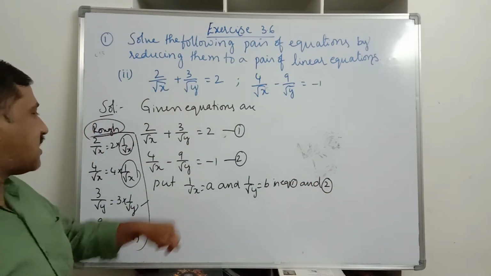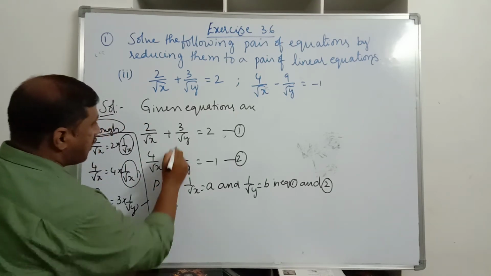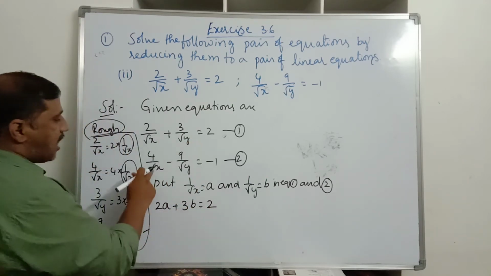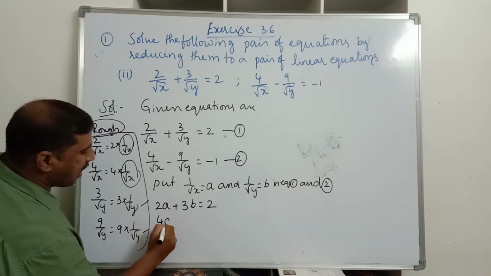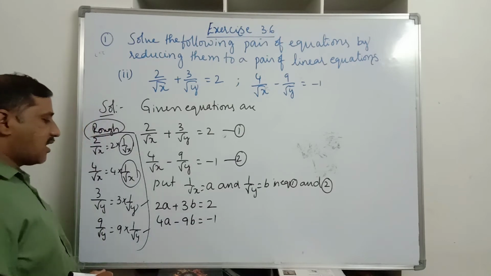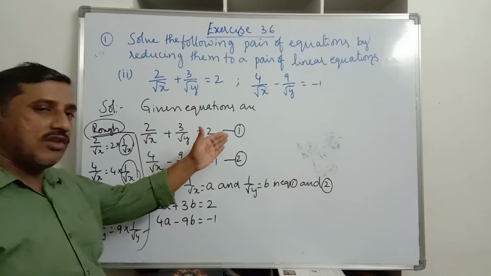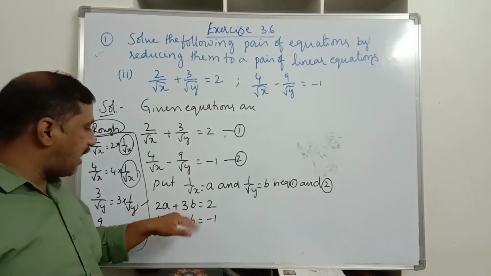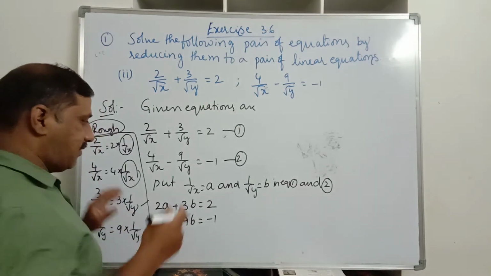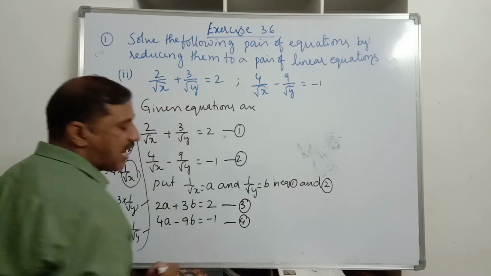Put 1 by root x is equals to a. Now 2 root x will become 2a, plus 3 root y is equals to 3b, that is equals to 2, and this one will become 4a minus 9b, that is equals to minus 1. Now we got two equations: 2a plus 3b is equals to 2, 4a minus 9b is equals to minus 1. Take this as equation number 3 and this as equation number 4.